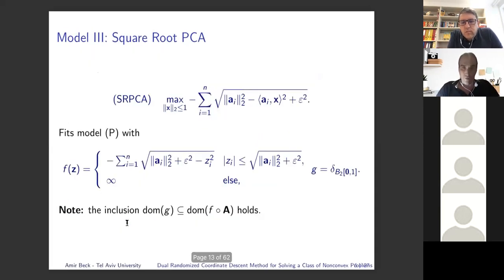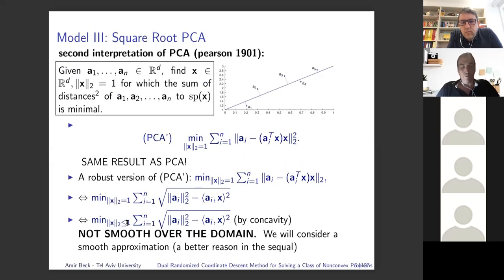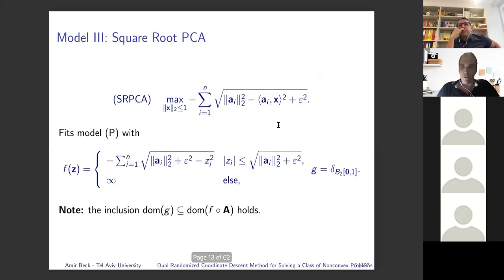F here will be slightly different than what is written here, because there is a small problem: this objective function is not smooth over the domain. Actually, it was not one of our assumptions, but it will cause some problems later on. I will give you a better reason later on why it is important to smooth the objective function. So I'm, like an engineer, adding an epsilon square here.